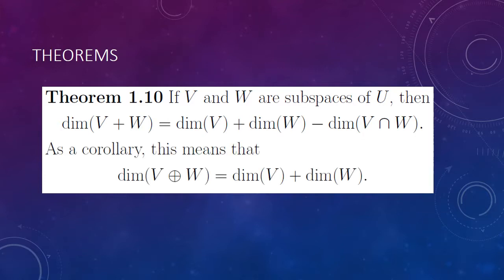What is really neat though is that if the intersection is equal to just the zero subspace, then its dimension is zero, which means this term here is toast. That's equal to zero in the case of a direct sum. So the dimension of a direct sum between V and W is in fact the sum of the dimensions.